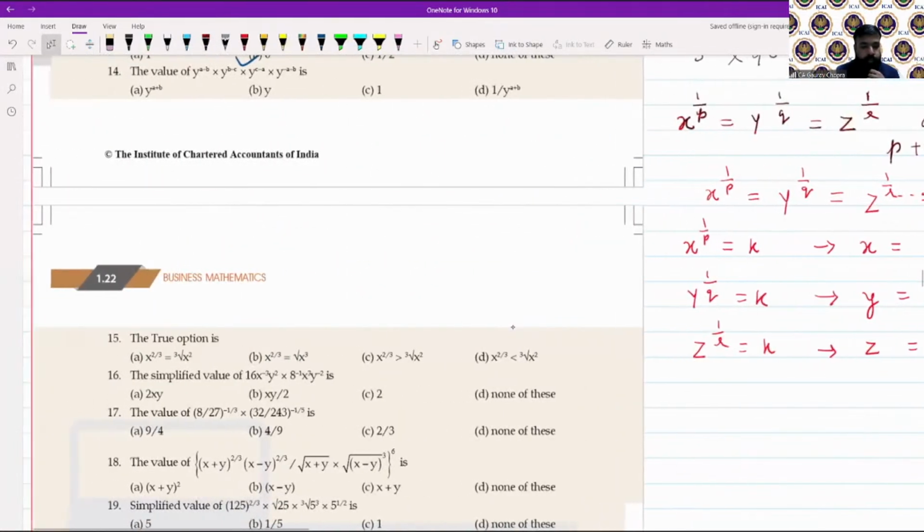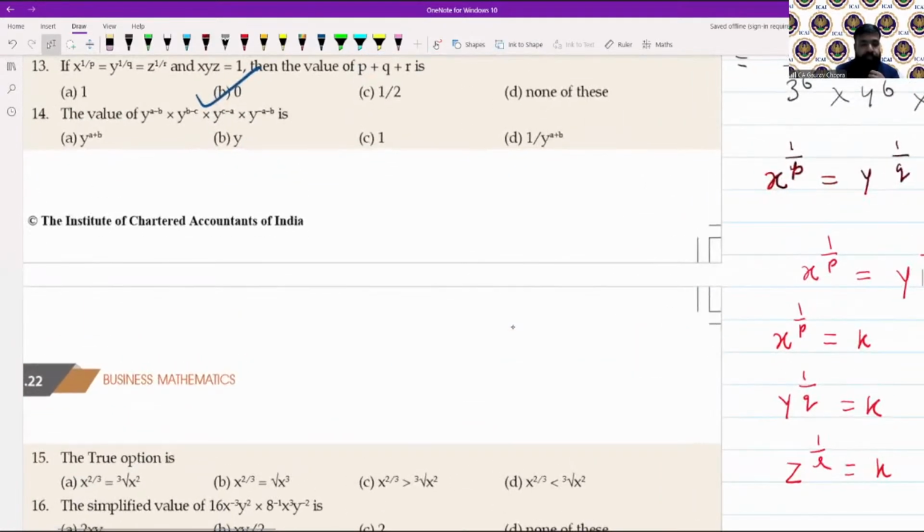Okay, now let's come towards question number 14. The value of y to the power of a minus b, b minus c, c minus a, and then minus a minus b. So we have to simplify this and get the result. Everything is in the power of y. So y to the power of a minus b plus b minus c plus c minus a, then minus a and minus b.